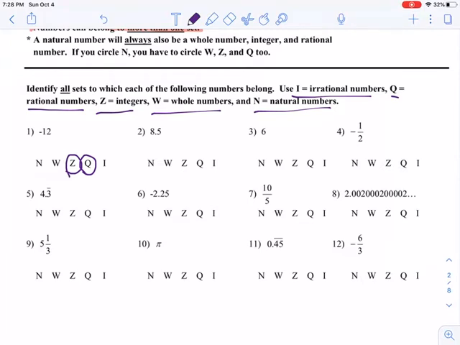All right, 8.5. That would just be a rational number because it can be turned into a fraction, but it's not considered an integer, whole number, or natural number. All right, 6. So 6 is one of our original counting numbers, so it's natural, which means it would also be a whole number, would also be an integer, which would also be a rational number.